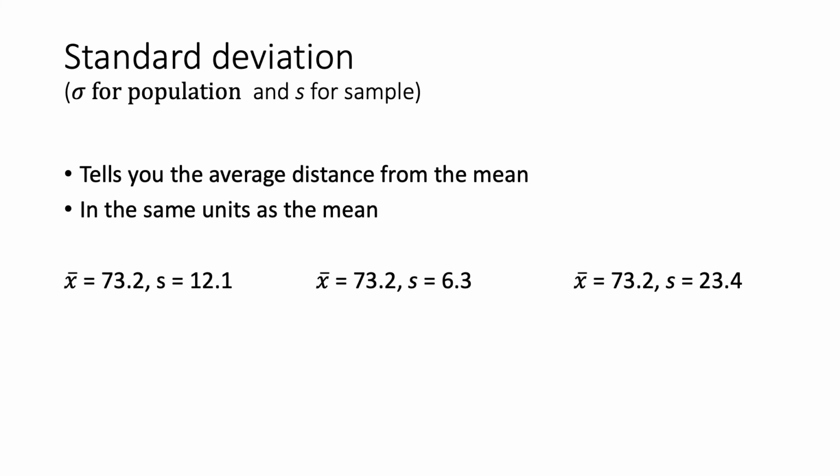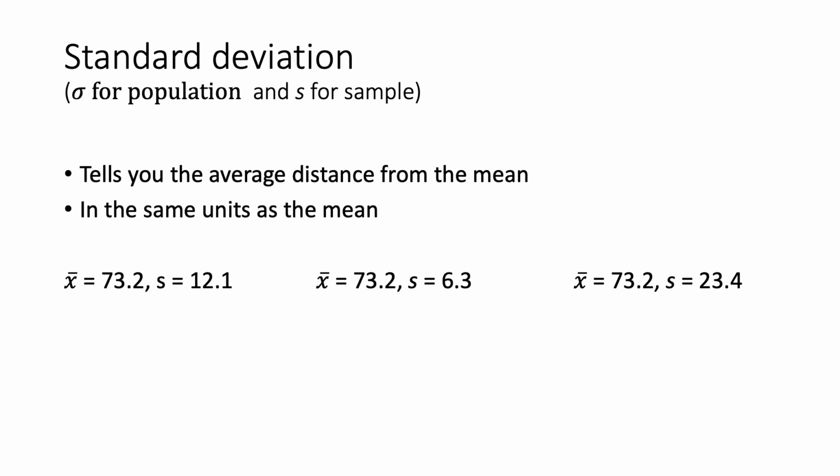So let's summarize this. Standard deviation, and there's the symbol that we use when it's for the population, and we use an S when it's for the sample. It tells you conceptually the average distance that all the data points are from the mean. It's in the same units as the mean is. So in this first example, the mean of a group of numbers is 73.2, and the standard deviation for them is 12.1 points.